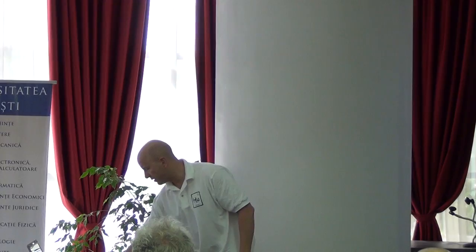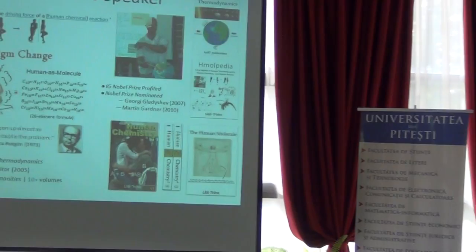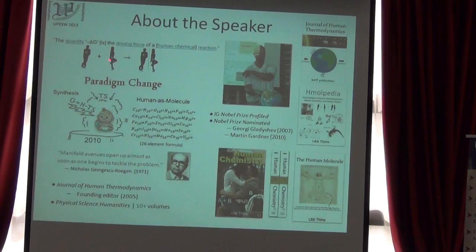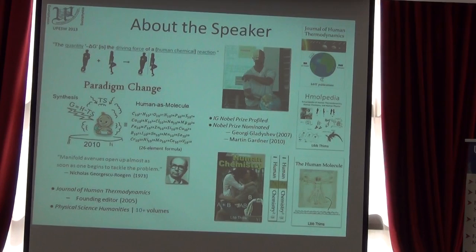My work is the application of chemistry and physics to the humanities. So here's a little bit about myself. Since 1995, I've been working on this social mechanism here, A plus B. A person can be modeled as a human chemical, whereas Pareto thought of people as material molecules. We now think of people either as human chemicals or human molecules.